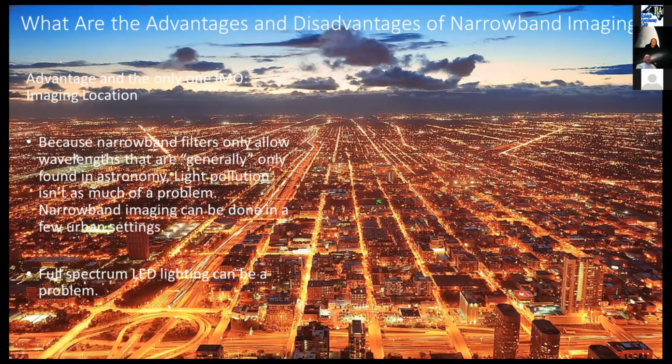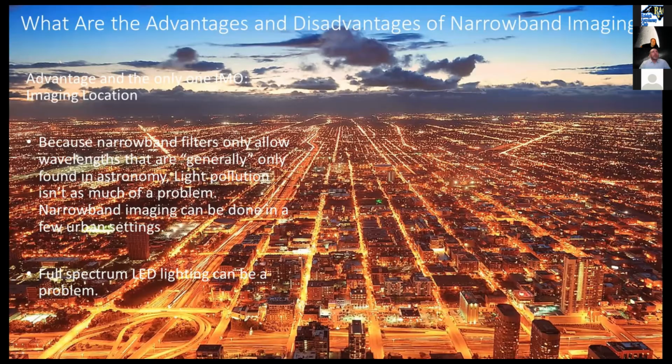So basically, this is the biggest benefit of narrowband imaging. You get to take images of the night sky from areas like this, generally speaking. Obviously direct light is not going to work, but what the hell is this slide saying?